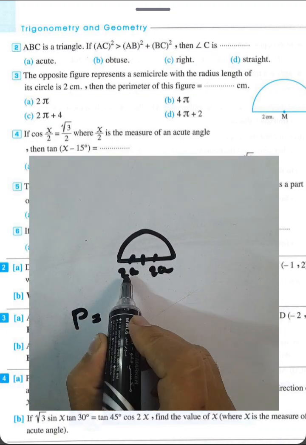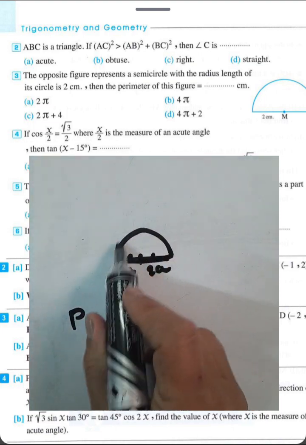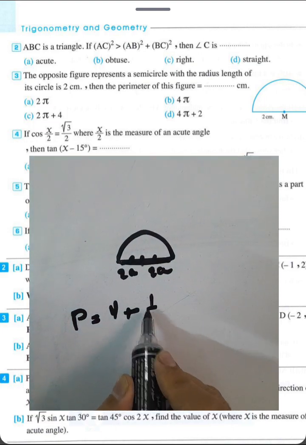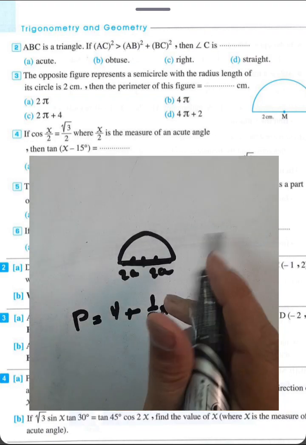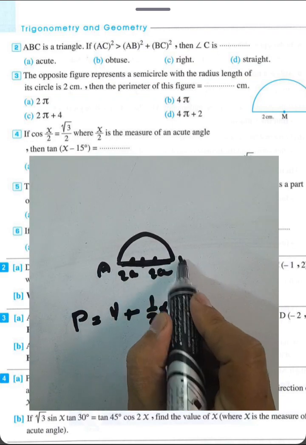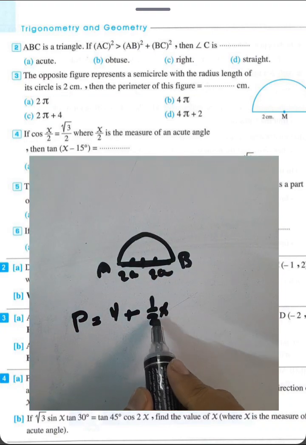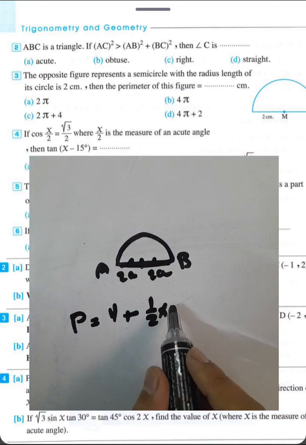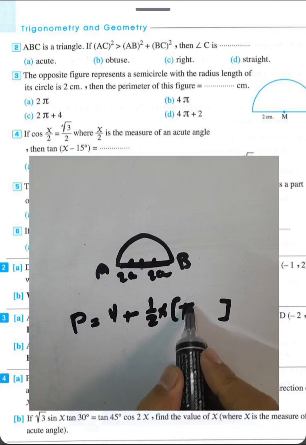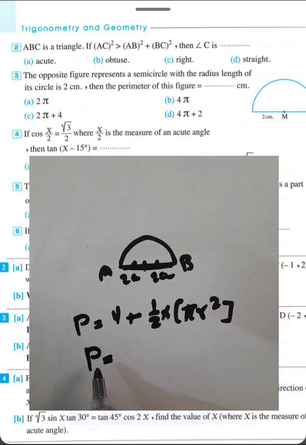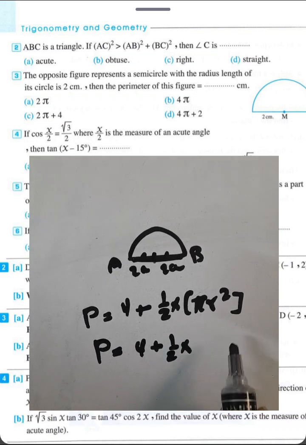We have 2 centimeters plus 2 centimeters. Then this side length will be 4 centimeters plus this arc. This arc, from A to B, is half of the perimeter of the circle. We can write half multiplied by the perimeter of the whole circle. The perimeter of a circle will be 2 pi r. Then the perimeter will be equal to 4 plus half times 2 pi r.